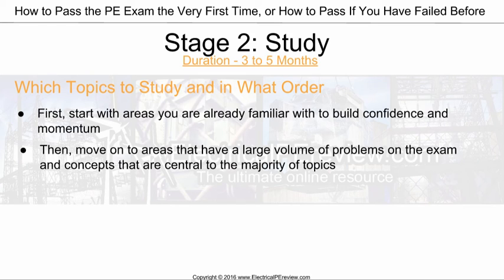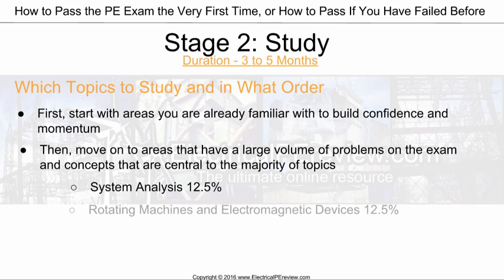What does that mean? Well, if you look at your exam index from the NCEES, it'll show you the percentage of problems on the exam that come from each section. For example, system analysis, at the time of this recording, is at 12.5% of the exam, and same for rotating machines and electromagnetic devices. Those two sections have the most problems on the exam of any others. They're a great place to start.